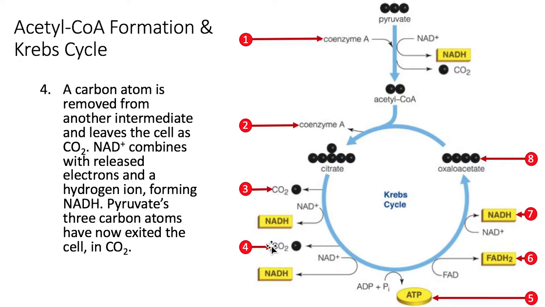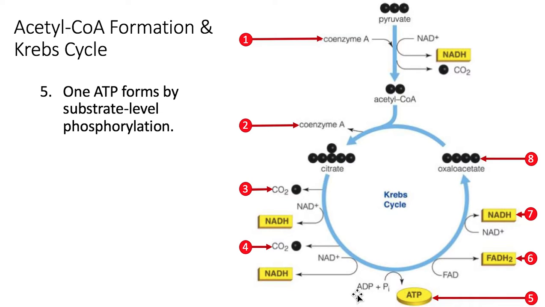And remember, this process is actually going to run twice because we have 2 pyruvates, so we're going to do the Krebs cycle 2 times. Okay, so what happens next? In step 5, here we are forming 1 ATP. And again, we're going to run this process twice, so we're going to form really 2 ATP.